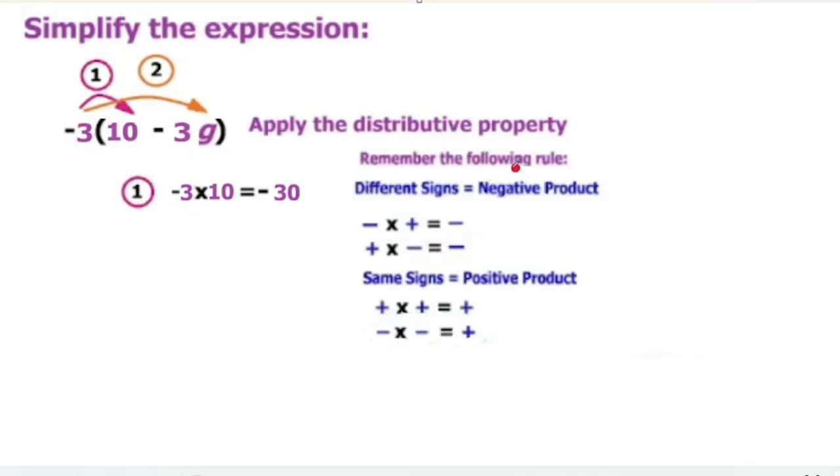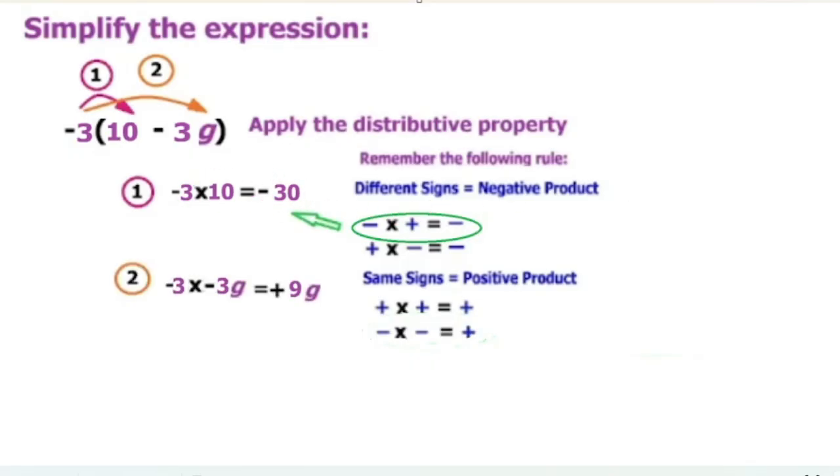So you have to remember your rules on signs when you multiply them with different signs. You get a negative product. So if you have a negative times a positive, you get a negative. If you have a positive times a negative, you still get a negative. When they're the same sign, you get a positive. So positive times a positive gives you a positive. Negative times a negative gives you a positive. So here we have this situation. A negative times a positive gives you a negative.